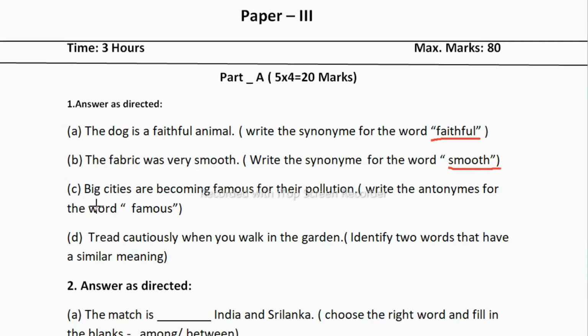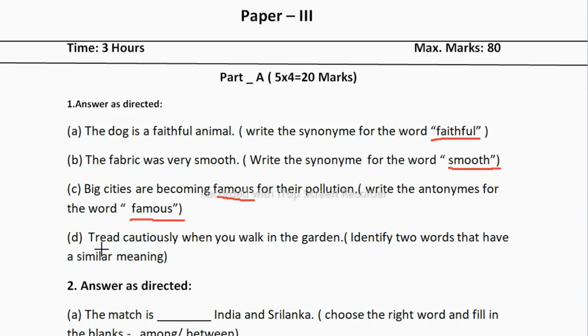Now under C, big cities are becoming famous for their pollution. Here you have to write the antonym for the word famous, the opposite of famous. The opposite of famous is notorious. We say famous for things that are positive, for someone who has done positive things, and notorious means in the negative sense. We can say, he is a notorious criminal.